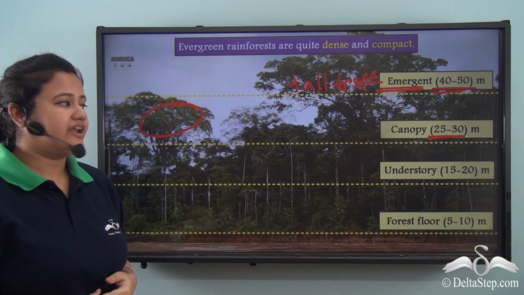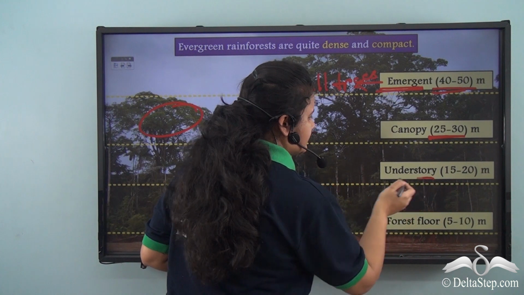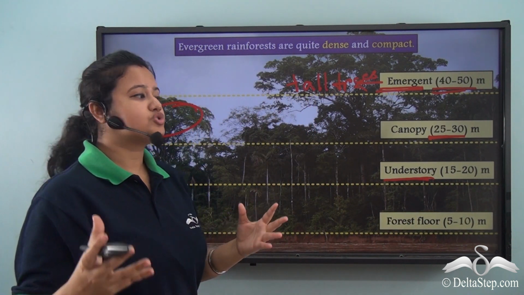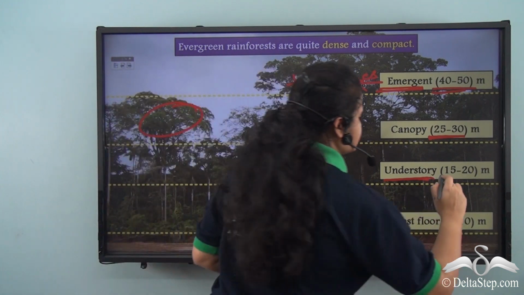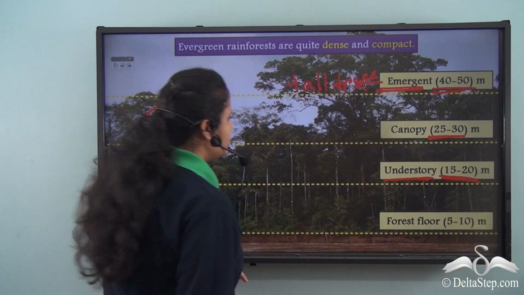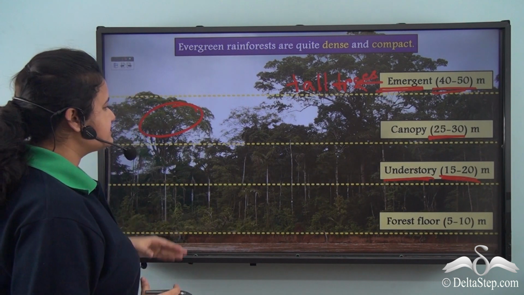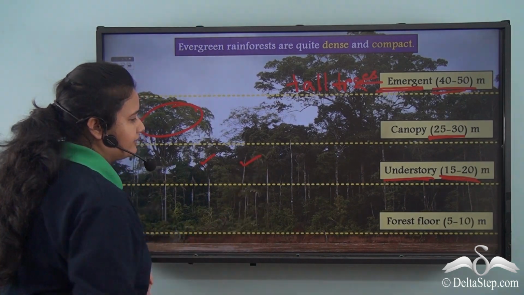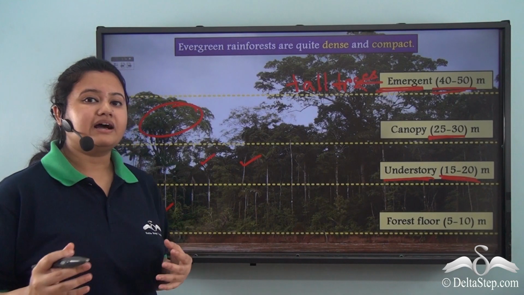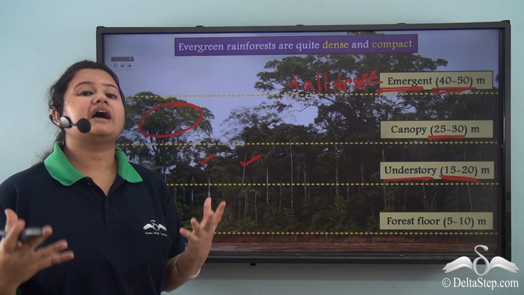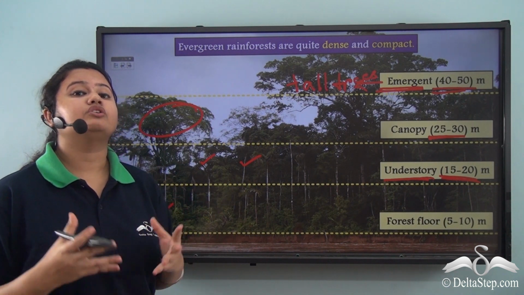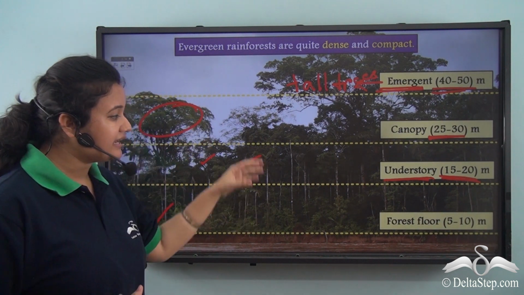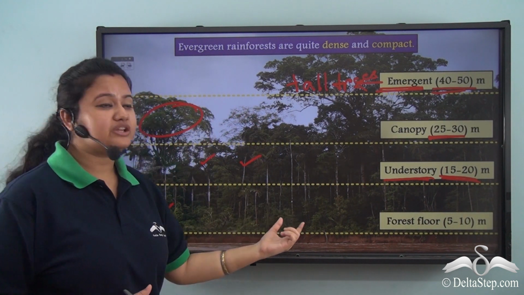After the canopy layer, we have the layer of understory. In this layer, the trees grow to an average height of 15 to 20 meters. So the understory layer consists of shorter trees that form under the canopy layer. At the ground level, plants like ferns, shrubs and mosses grow, which can tolerate shade. This is because, if you remember, I mentioned that sunlight cannot penetrate deeper into the forest.